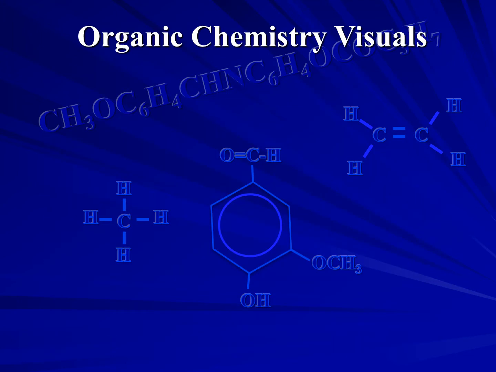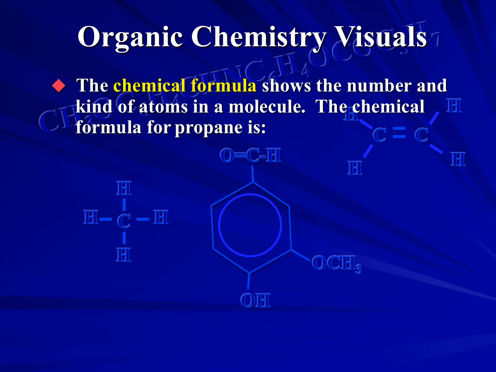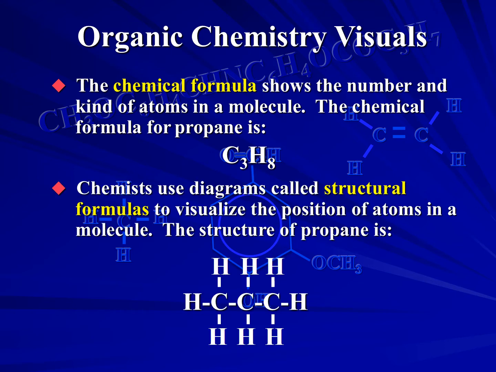Chemists use different visuals to show how the atoms are arranged in a molecule. The chemical formula shows the number and kind of atoms in a molecule. The chemical formula for propane is C3H8. Structural formulas are used to visualize the position and arrangement of the atoms in a molecule. This diagram shows the structural formula for propane.